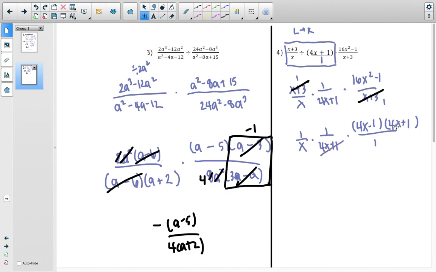You should notice these right here will cancel out, leaving you with 4x minus 1. And these ones don't matter, and these don't. So we just have the x. And no, those don't cancel.